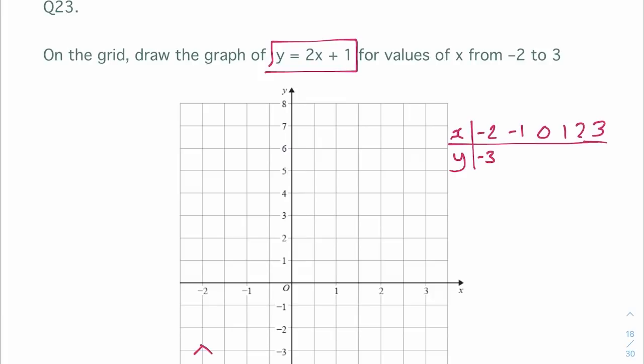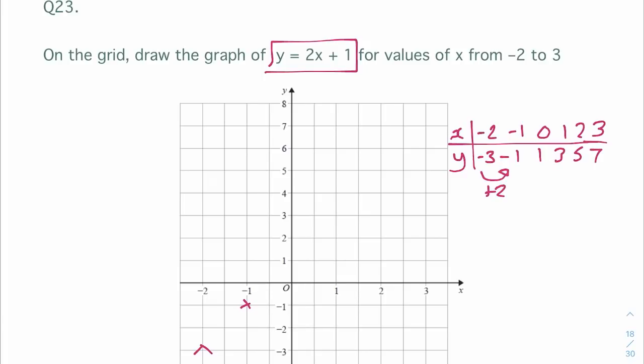For the next one, 2 times -1 is -2, add 1 is -1. So -1 and again -1. Now as soon as you've done that and you recognise that this is a straight line graph, you can just follow a pattern and you can see that it's moving up by 2 every time. So the next one will be 1, and then 3, and then 5, and then 7.